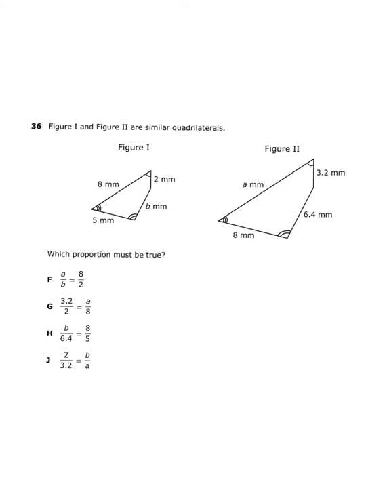Figure 1 and Figure 2 are similar quadrilaterals. Which proportion must be true? So what I do is I label these A, B, C, D, and then I label the other one, make sure they're facing the same direction: A prime, B prime, C prime, D prime. And then when I look at the proportions, it's easier to match it up.